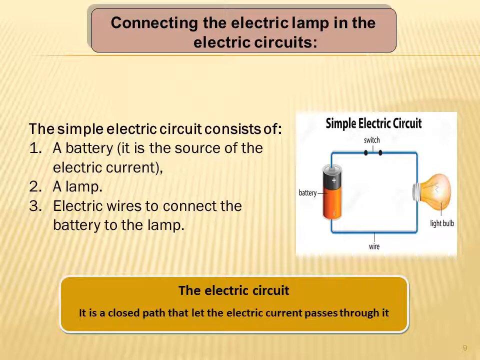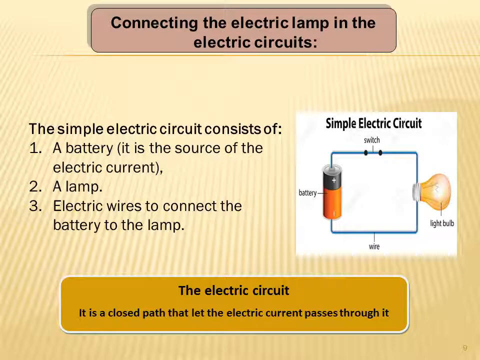What does this mean? This means that my electric circuit cannot work unless it's closed. What's meant by closed? Closed means everything is connected together. There is a closed pathway for electric current to pass in. Batteries connected to the lamps by using wires. So it's a closed circuit. That's why we define the electric circuit as a closed path that lets electric current pass through it. So it has to be closed in order to work.